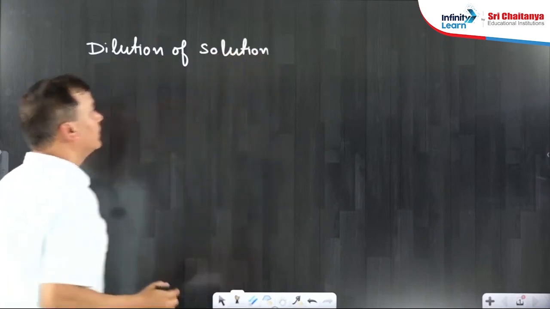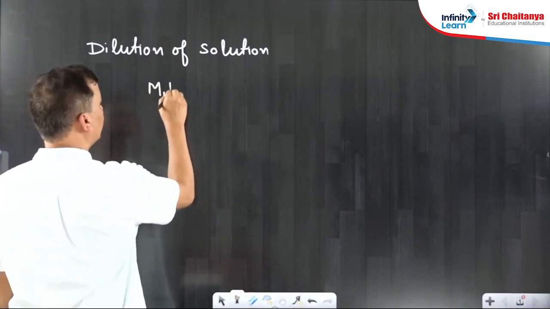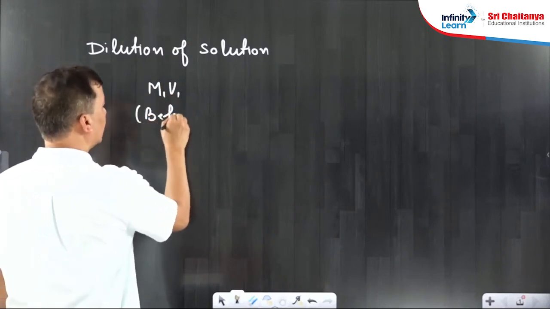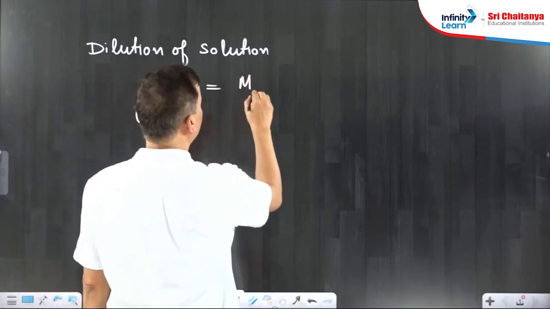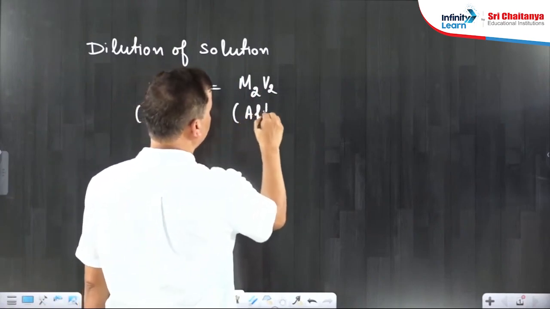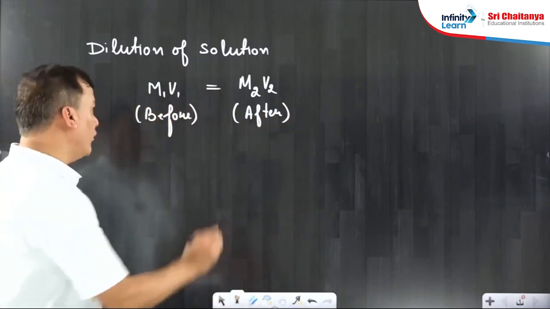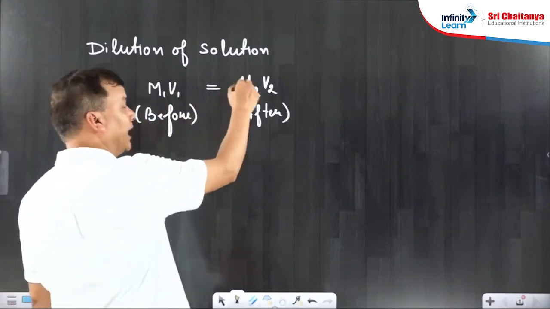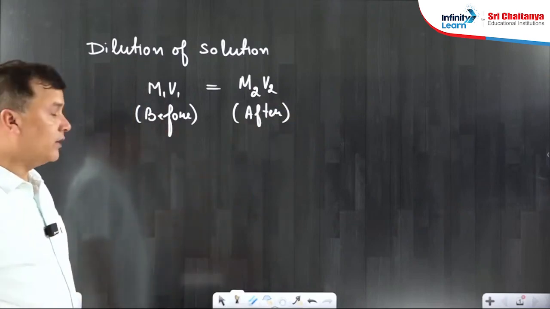I told you that in dilution of solution, the number of moles of solute before dilution, that is M1 V1, is equal to M2 V2, which is after dilution. These are the number of moles of solute. Here 1 stands for before dilution, so M1 is the molarity before dilution, and M2 is the molarity after dilution. It's not solute and solvent here.